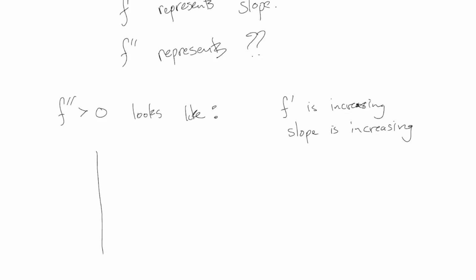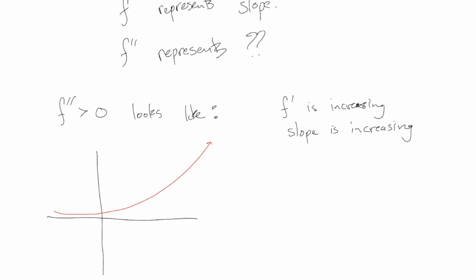So for instance, what does a picture where the slope is increasing look like? It would look something like maybe this, right? That is a picture where the slope is increasing. On the left side, the slope is very small, close to 0. And as you move to the right, the slope increases. So this is a picture of what it looks like when the second derivative is positive. This kind of a shape.